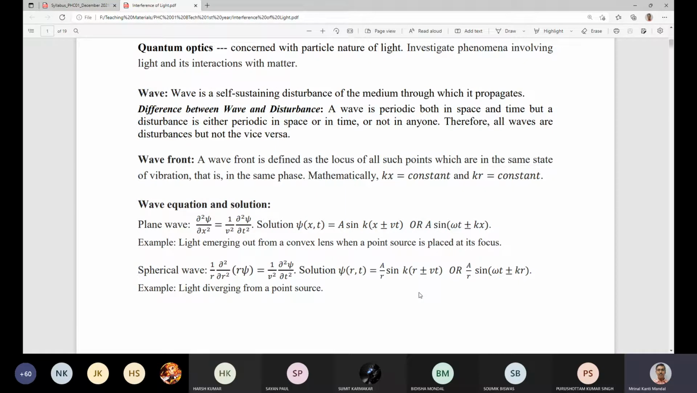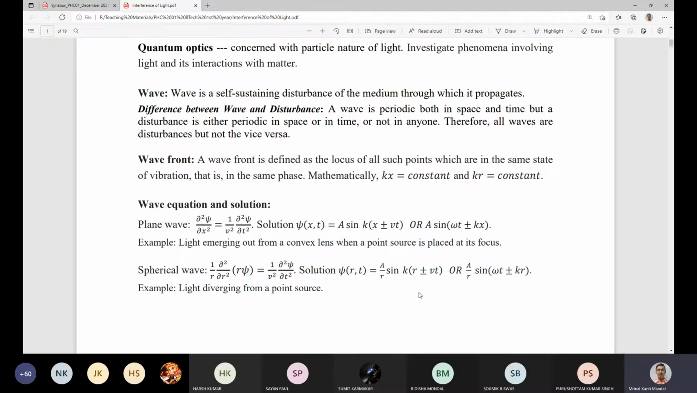If we consider a wave exists in a medium, then if we draw or join all the particles of the medium which are in the same phase, then it will give you the nature of the wavefront, right? So a wavefront is defined as the locus of all such points which are in the same state of vibration, that is in the same phase.